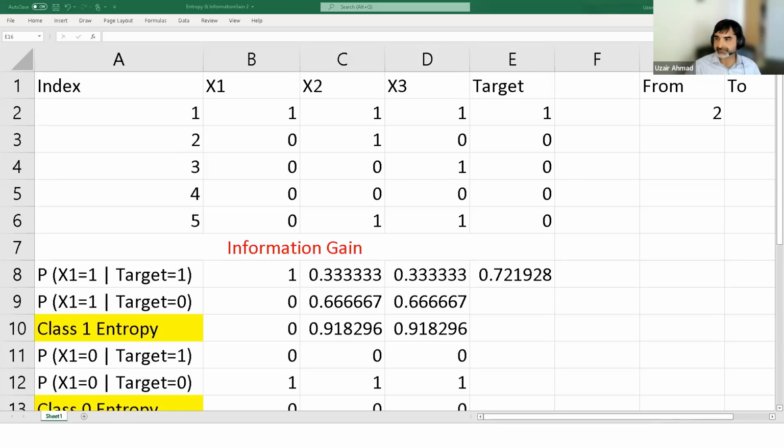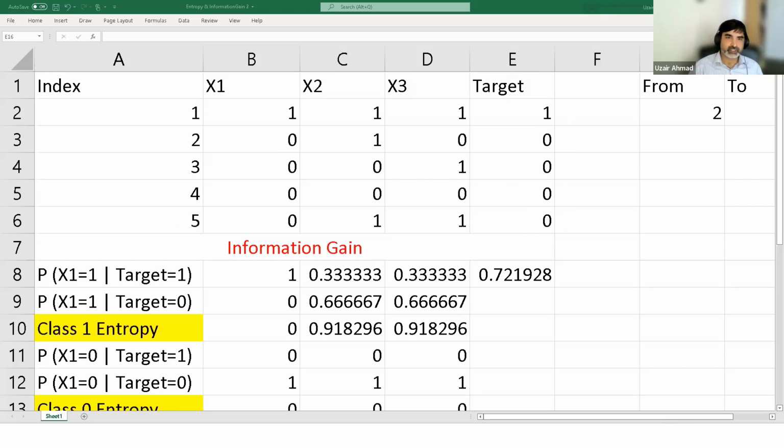Looking at this data set, we have three variables, x1, x2, and x3. The target variable is here, and you can notice all of these are binary variables. We have only 5 examples. Just visually explore if you want to predict the value of target. Which one of these 3 variables will you use to predict the value of target?